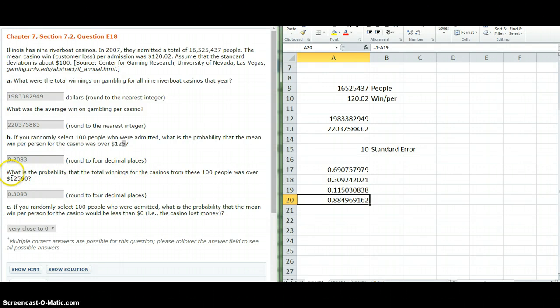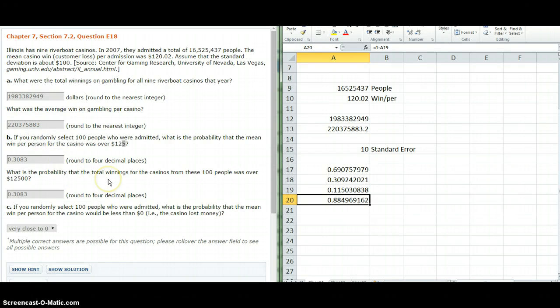Okay, back to this, we have the probability that the total winnings for the casino from these 100 people was over $12,500. Notice that this is exactly the same question. If we have 100 people where the average win for the casino was over $125, then all we need to do is multiply these two to get the total amount that the casino won there, $12,500. So this is asking the exact same thing.